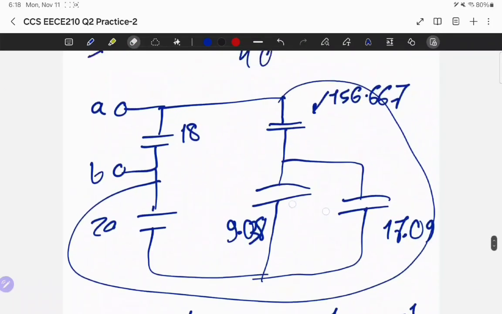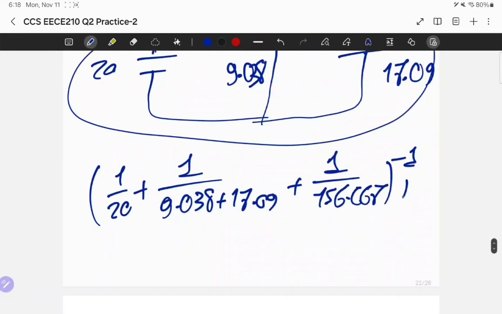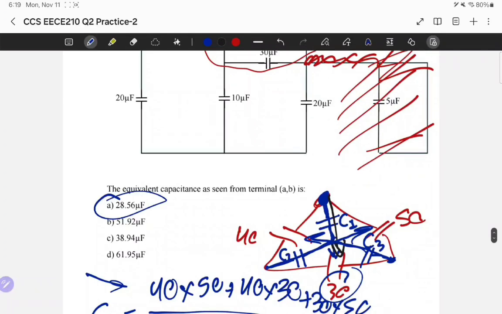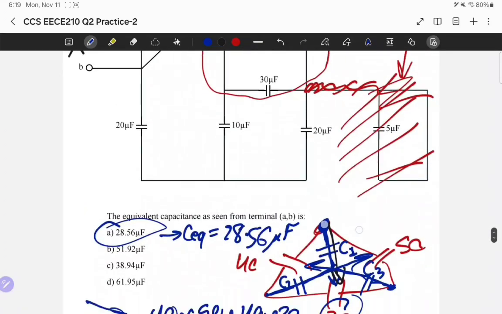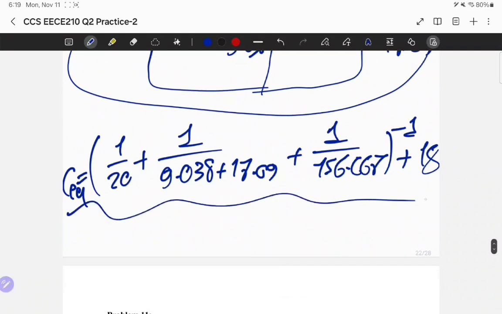So this is C combined, but then C combined is parallel with 18. If it's parallel with 18, I add plus 18. This is C equivalent. Now put this on your calculator. You get the answer in here. It's answer A. You get C equivalent, which is 28.56 microfarad. How did we get it? We transformed delta to Y and did all this work. We ended up with this equation. Put it on a calculator, and you get 28.5.